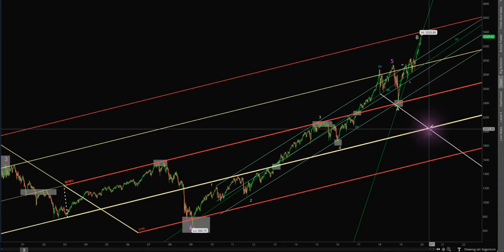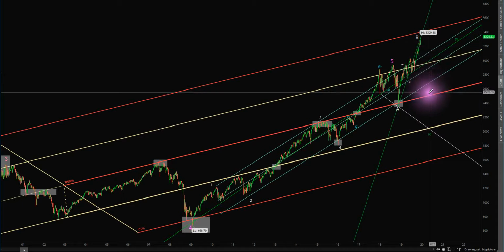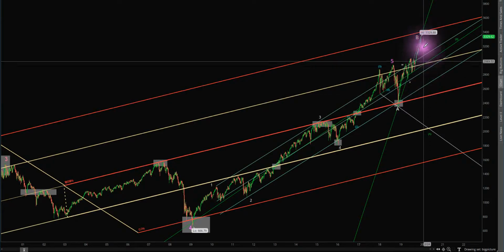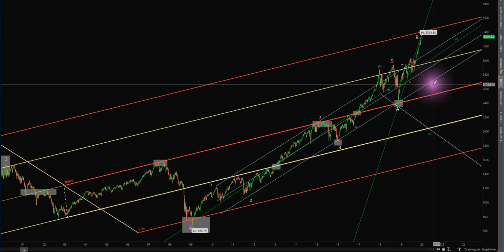It can go all the way to 2000, but it may also truncate and stay above this A wave. It's possible. I cannot say that at this time. We have to see when it starts and what it gives us.